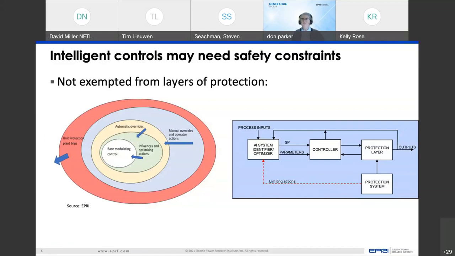So what we're suggesting here is that we need, as well as, over on the right, a controller, an intelligent controller, and perhaps with an AI system identifier, we've got to have a protection system that sits beyond the controller. And usually it just overrides the controller or nudges the controller. But the dotted line there is showing that limiting actions, limiting information may need to come back to your intelligent system, so that it has some knowledge. So not only process inputs, but controller inputs, outputs, and limiting actions need to be fed into an intelligent system if it's going to integrate well.